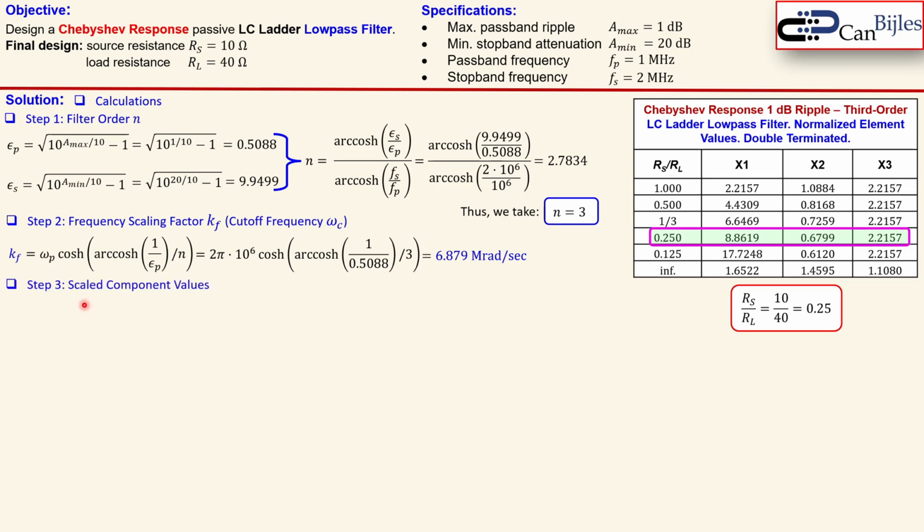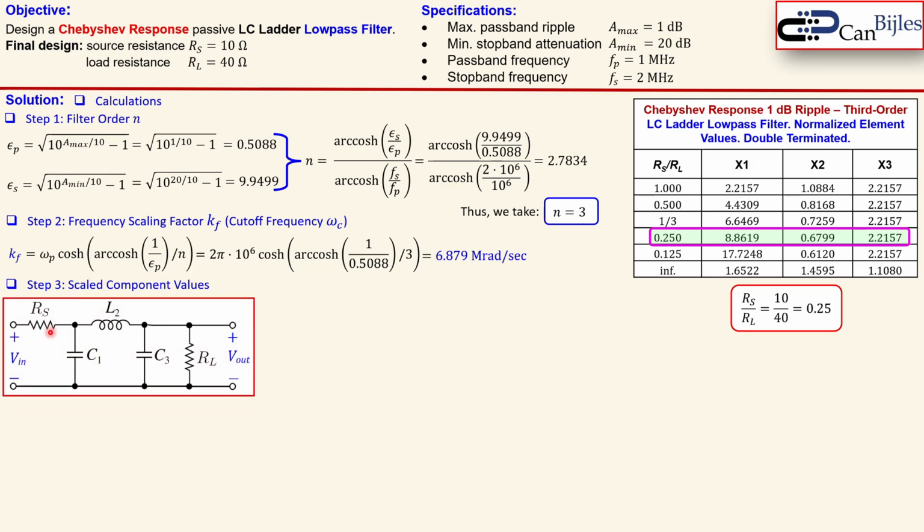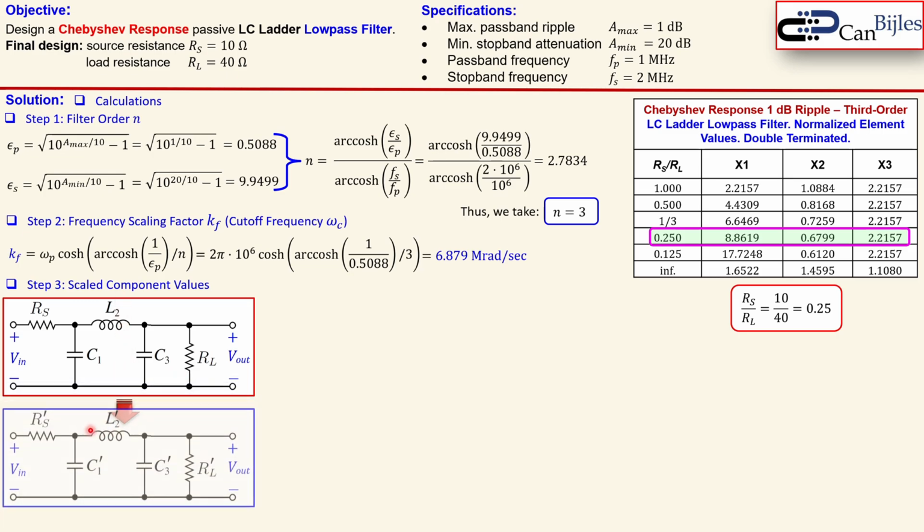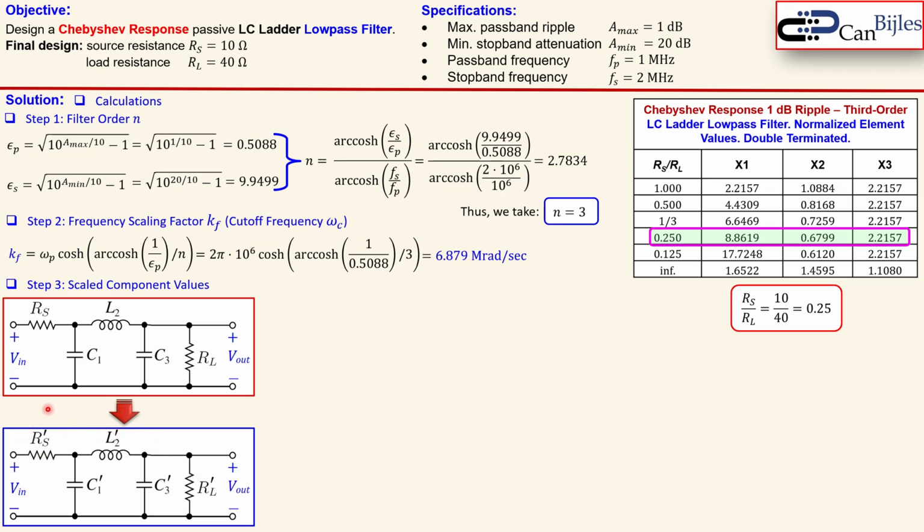Okay, step 3 is to calculate the scaled component values. These are the normalized low pass filter configuration we have also seen for the Butterworth response, so that's the same for the Chebyshev, and we need to scale this up to these prime values. This will be in the final design, as said, 10 ohms. This is then 40 ohms, but now we also need to determine C1 prime, L2 prime, and C3 prime.